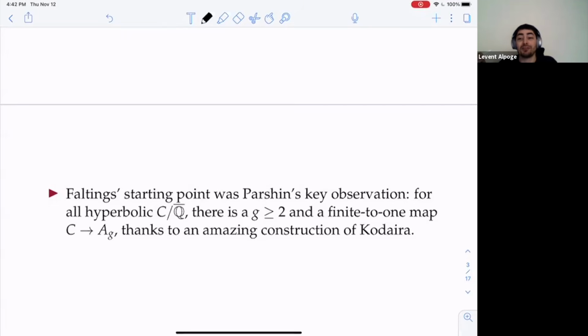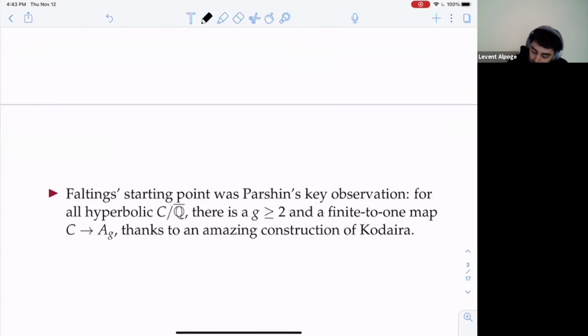Well, Faltings' paper was titled "Finiteness Theorems for Abelian Varieties." Of course, there has to be a connection with the Mordell conjecture to prove the Mordell conjecture. And the point is that Parshin had made an observation reducing finiteness statements for rational points on curves to finiteness statements about abelian varieties. That's what we're going to start with.